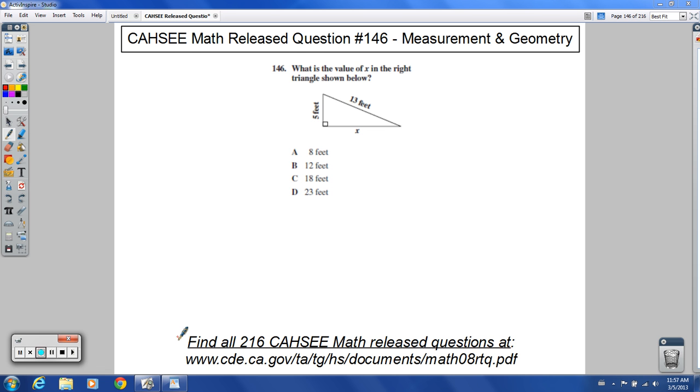Plug and release question 146 for CAHSEE Math. It says, what is the value of x in the right triangle shown below? Ooh, one of my favorites right here, the Pythagorean theorem. What's the Pythagorean theorem say?